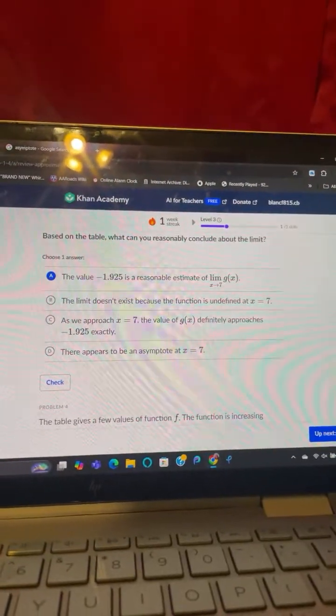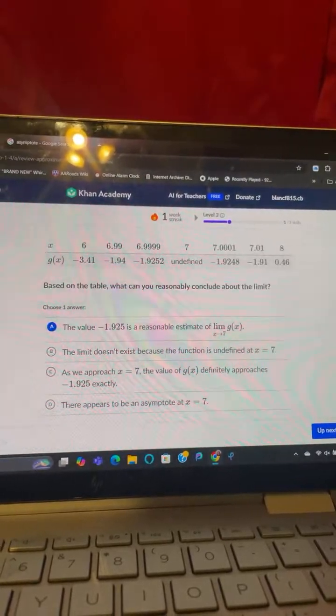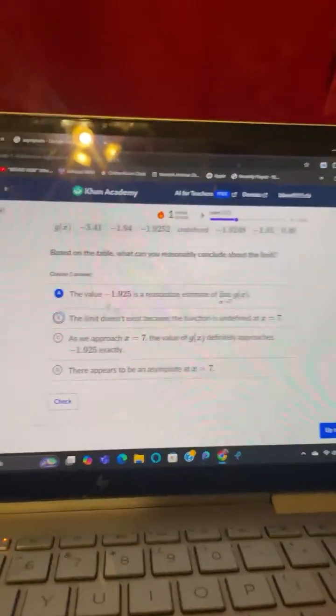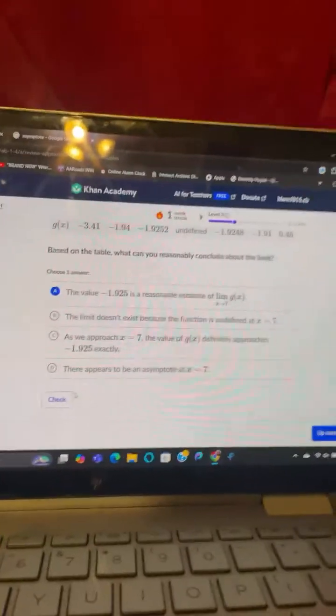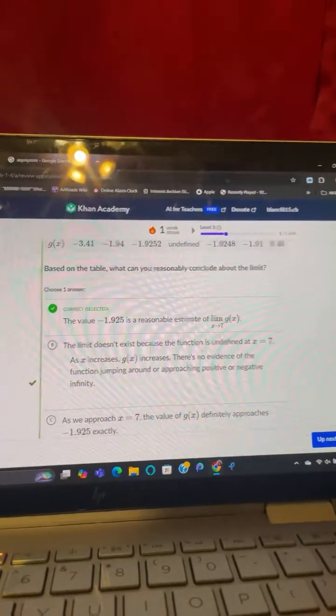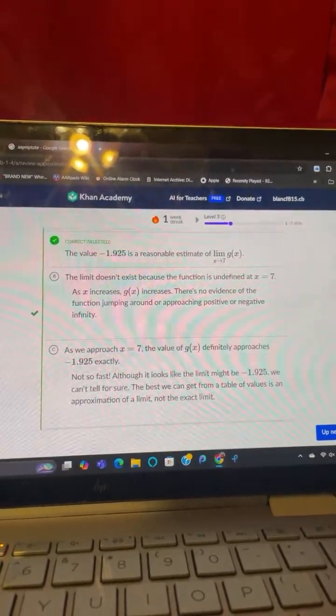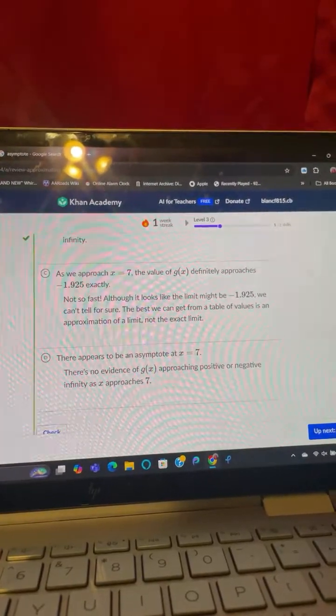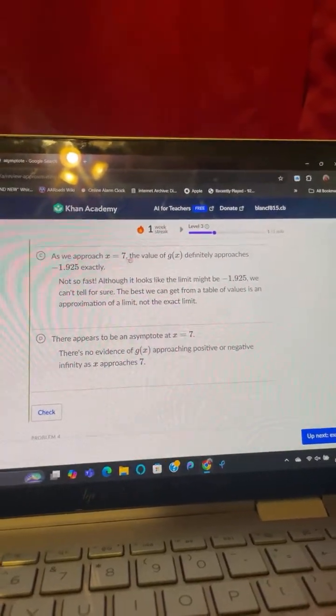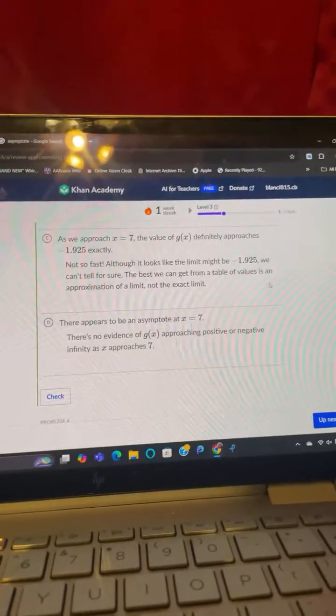Okay, what we want to go. Is it A or is it C? I'm going to go with A, because it is A, because 7 is undefined.